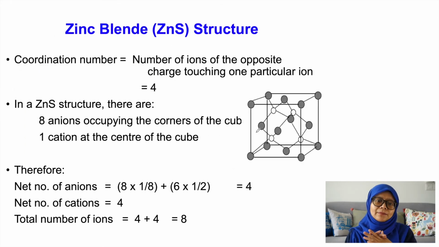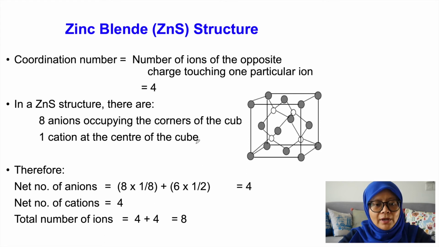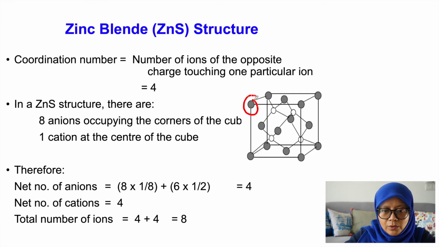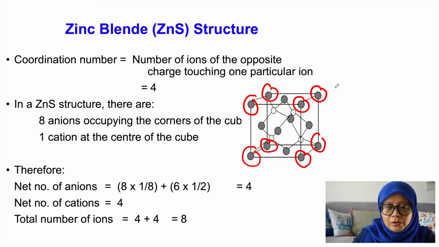So we already know the coordination number of the zinc blend is 4. But how do we determine the total number of ions? In part 2 and part 3, we discussed the total number of atoms per unit cell. In this part 4, 5 and 6, we are going to determine the number of ions per unit cell, because we are dealing with an ionic compound or ionic crystal structure. Here we have 8 anions occupying the corners of the cube, 1, 2, 3, 4, 5, 6, 7 and also 8. So we have 1 over 8 times 8, which gives 1 ion.